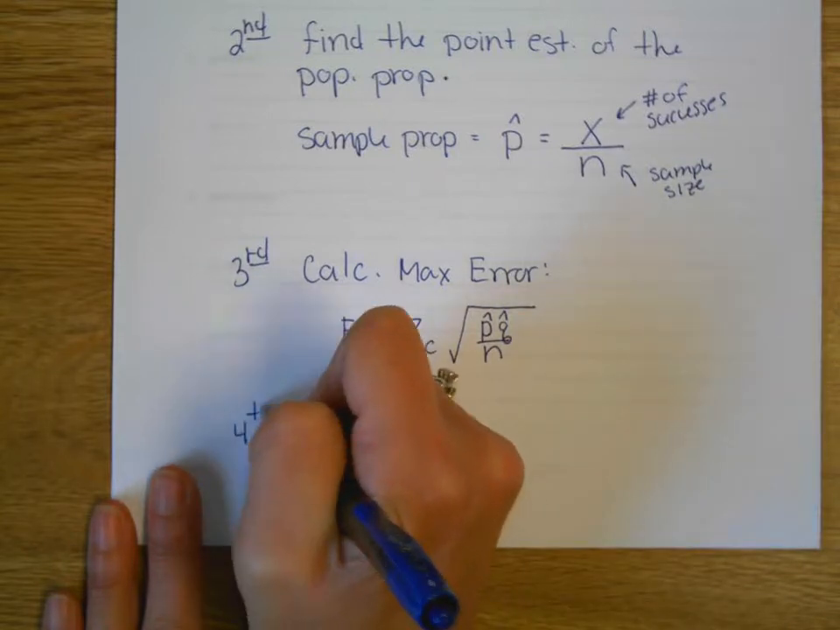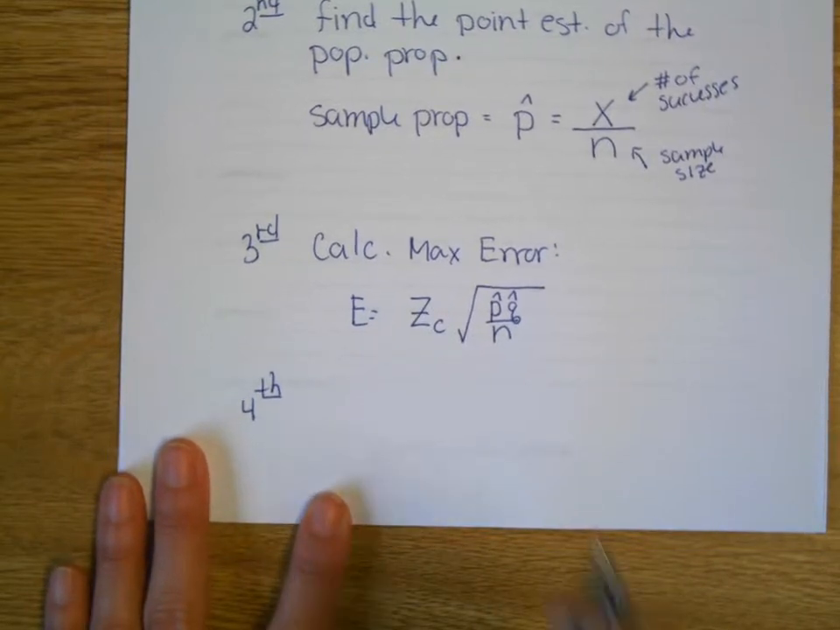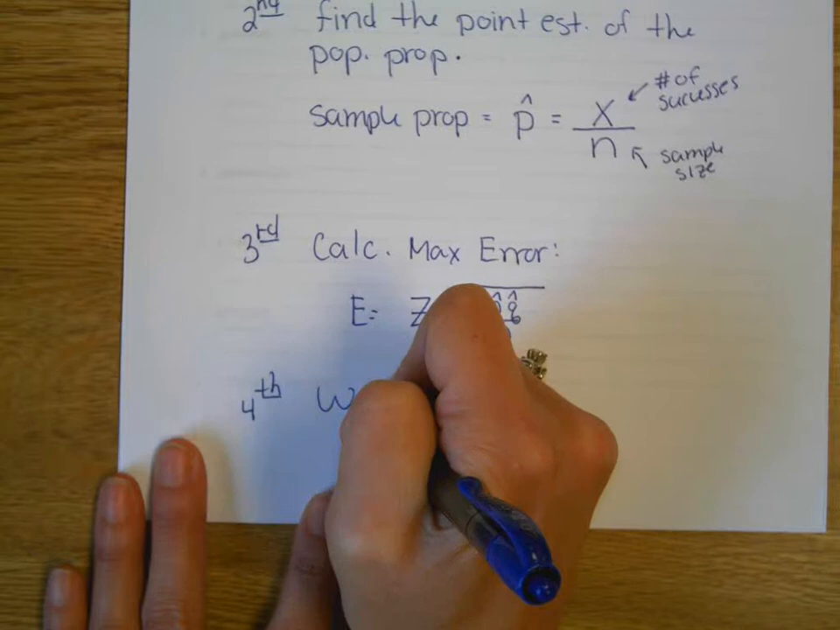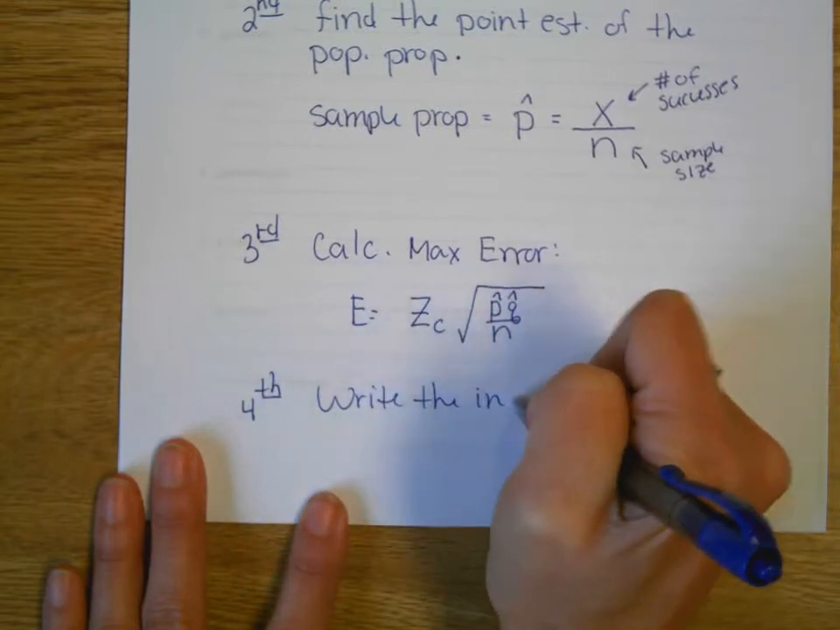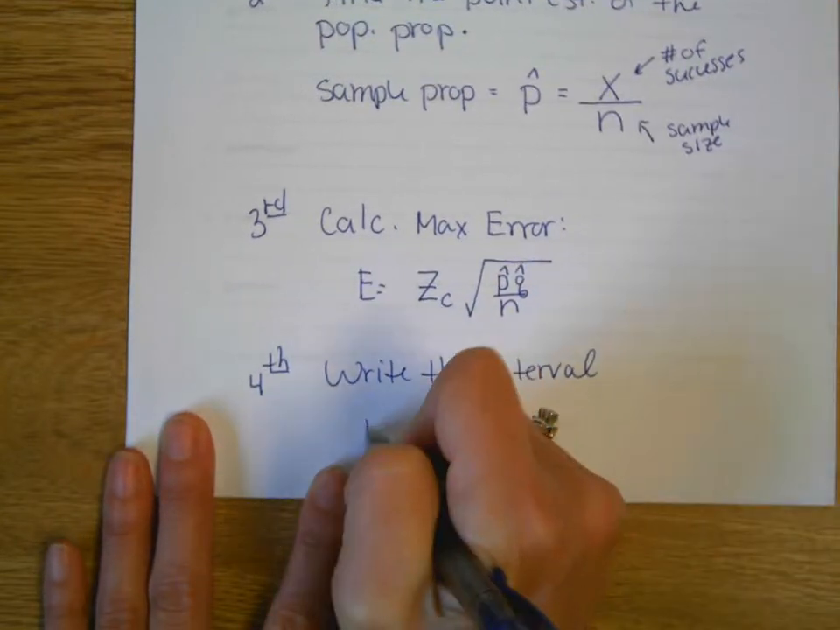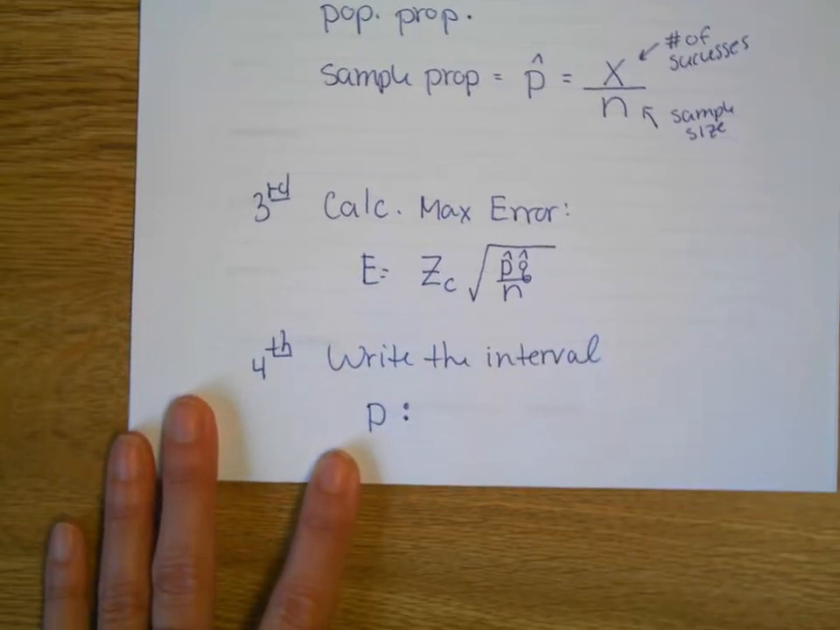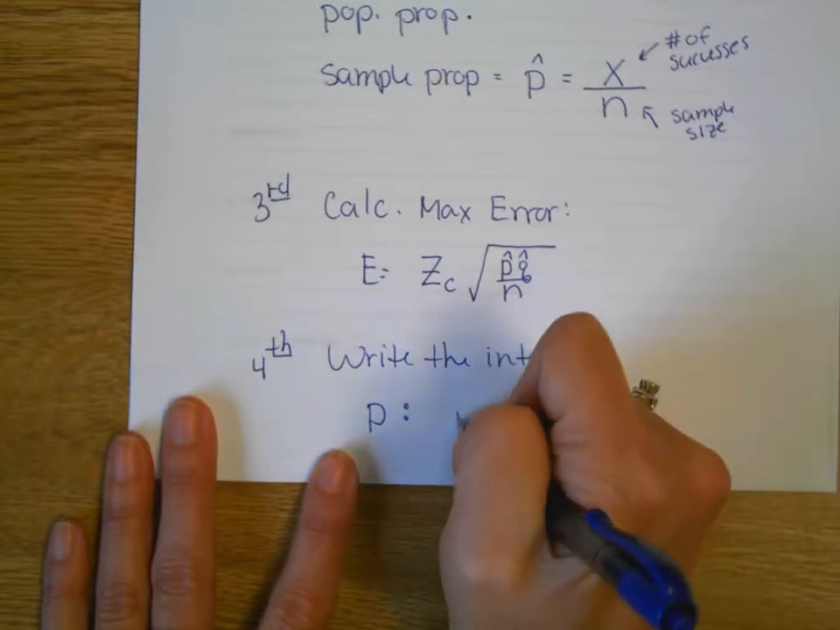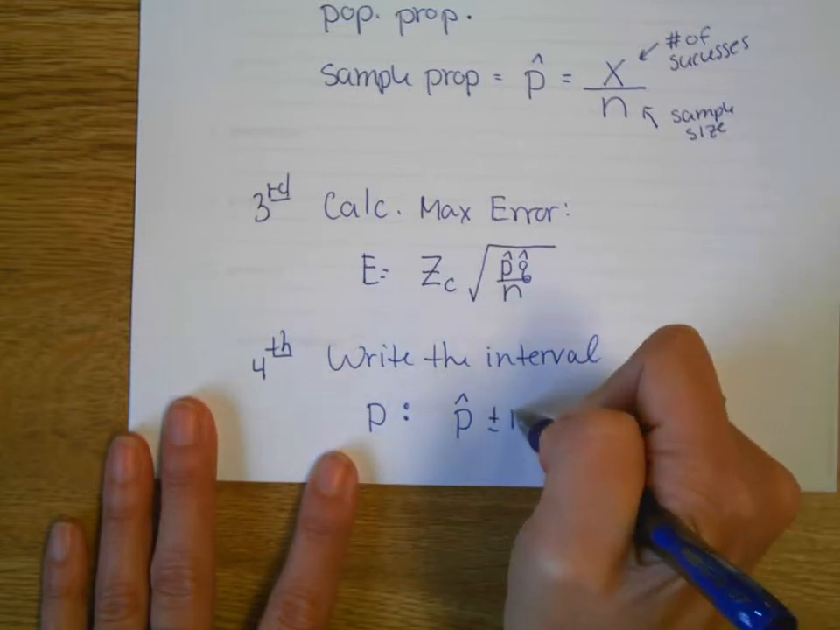And then the fourth is to write your interval. And this interval is for the population proportion. And population proportion symbol is just P. And what we're going to do is take that p hat value that we found that estimates the population value, add and subtract your max error.